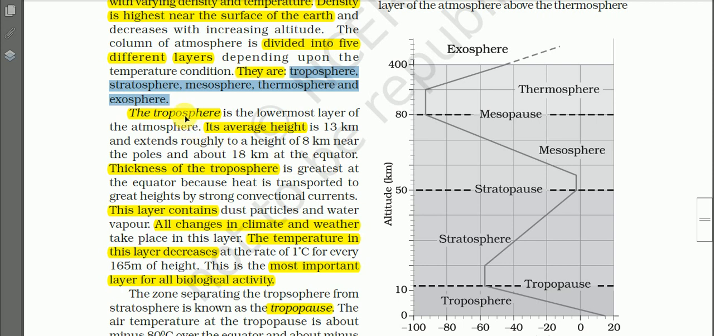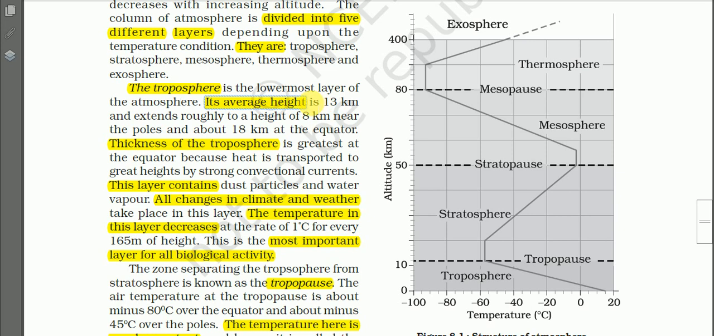The lowermost layer is here. Troposphere is the lowermost layer of the Ionosphere, as you are seeing in this diagram. Troposphere is the lowermost layer of the Ionosphere, and its average height is 13 km and extends roughly to a height of 8 km near the poles and about 18 km at the equator.